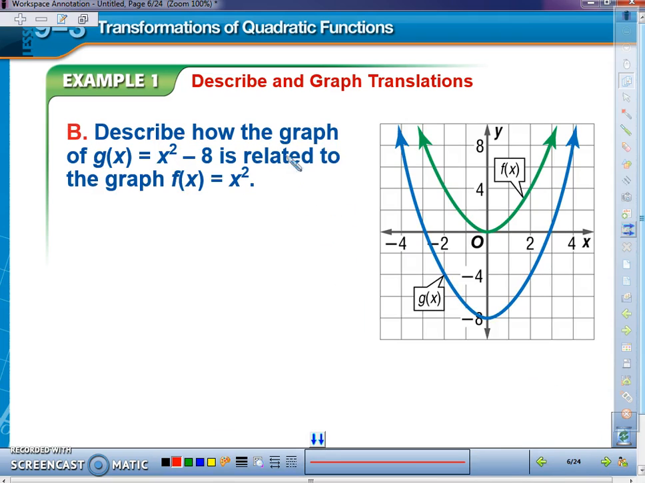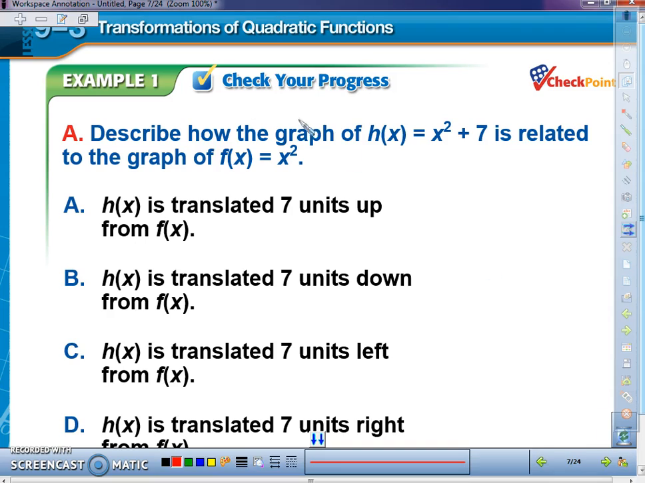Okay. Describe how the graph of x squared minus 8 is related to this. Well, it's translated 8 units down. The graph stays the same. See, these are the same, but it's translated 8 units down. Okay? So describe how this graph, x squared plus 7, is related to this. Well, h of x is translated 7 units up, because it's got plus 7, and this is just a plus 0.